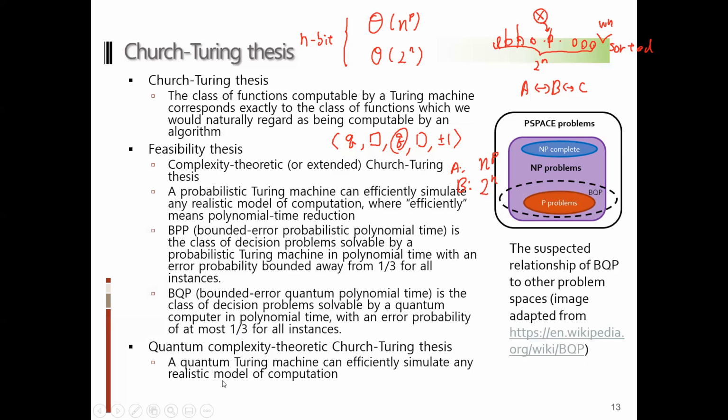So in other words, if a human can think of any kind of computation model, then in principle a quantum Turing machine can simulate it, or solve the same problem, with only polynomial overhead compared to that new machine.